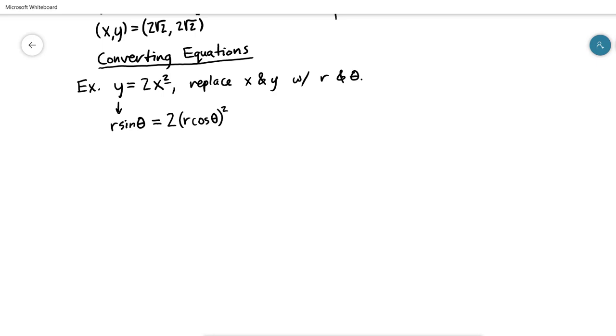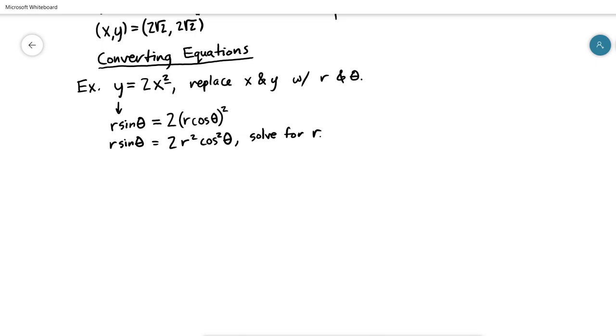So on this side, I've got r sine of theta. On this other side, we'll have 2, and after I distribute the power through, we'll get r squared cosine squared of theta. And whenever possible, see if we can now try to solve for r. So get r by itself on one side of the equation, and on the other side, all the trig functions, anything involving a theta. So this is not always going to be possible, but in this particular case, we're going to be able to pull that off.